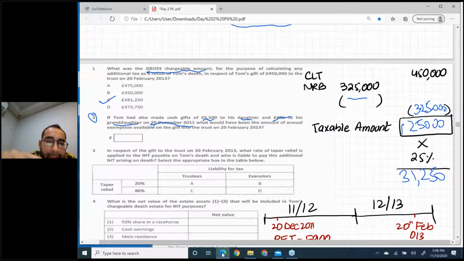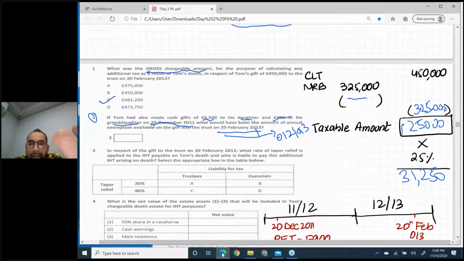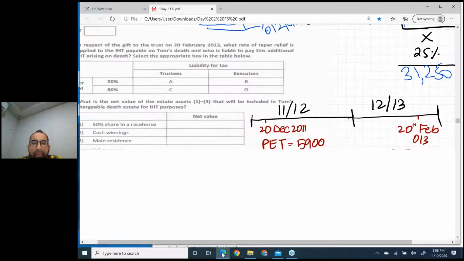What would have been the amount of annual exemption available on the gift into trust on 20th February 13? Now you tell me. 20th February 13 lies in the 12-13 fiscal year. Okay, so now let me explain. Look here. Let me enlarge it. Listen.